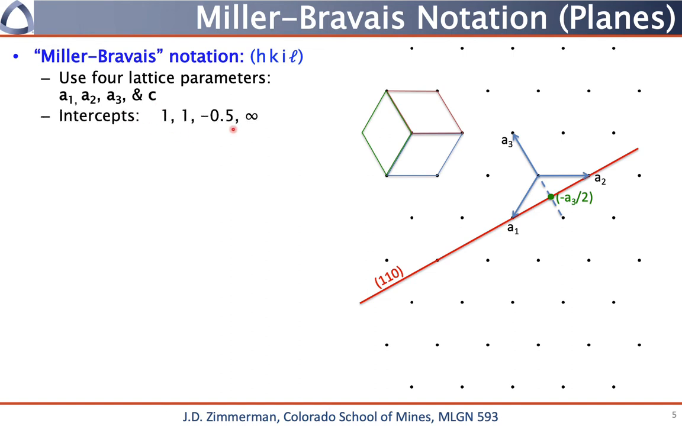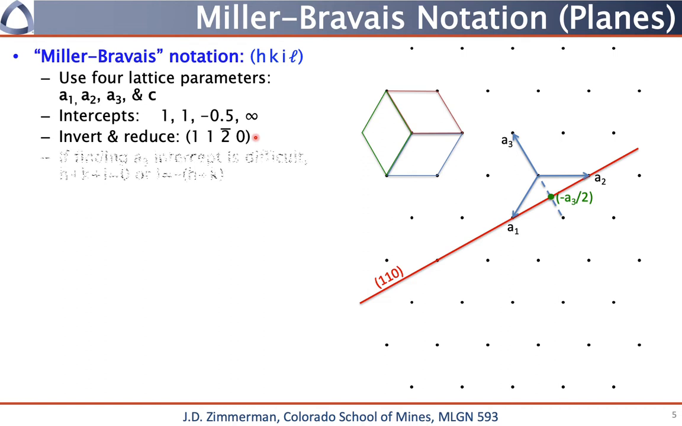If we do this with this four-index system, the intercept with A1 is 1, A2 is 1, A3 is -1/2, and C is infinity. Again, we use the normal process. We take the inverse of each one, and you reduce it if necessary, and you get the 110. Now, if finding A3 is difficult, because sometimes it is, it's helpful to know that H, K, and I have to sum to 0, or I is just the negative of the sum of H and K.